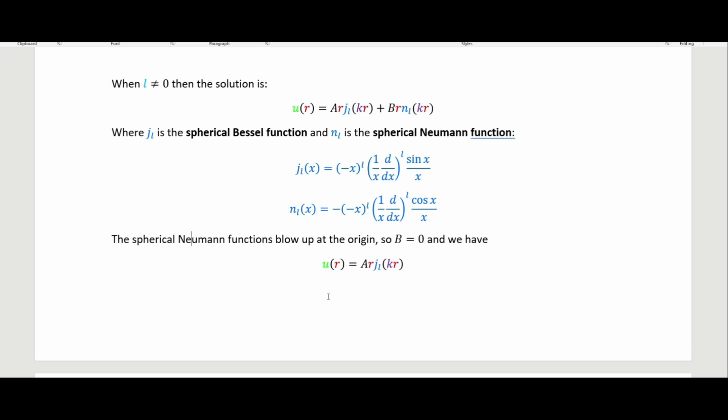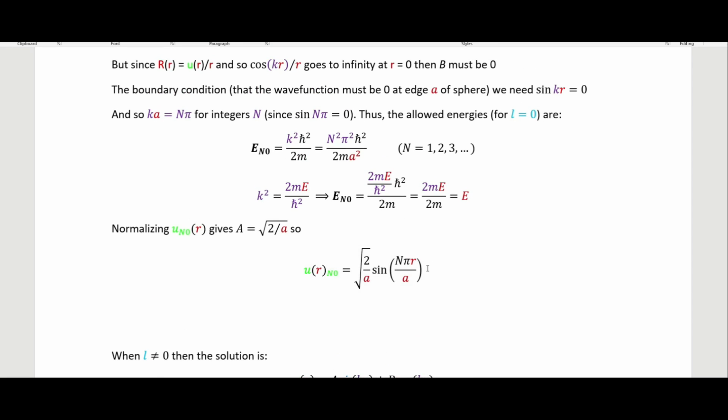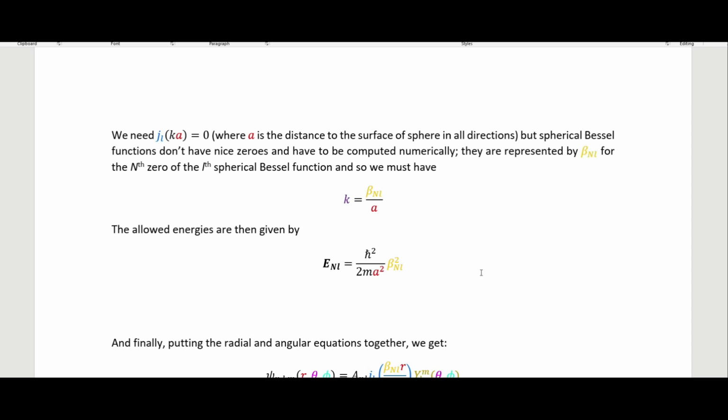So what we have here is our wave function is equal to A times r times this spherical Bessel function, which is taking the place of our sine function. We need our spherical Bessel function when r equals a to be equal to 0, because that's our boundary condition, where a is the distance to the surface of the sphere in all directions. But the spherical Bessel functions don't have nice zeros the way we do with sine, where sine goes to 0 at sine of pi.